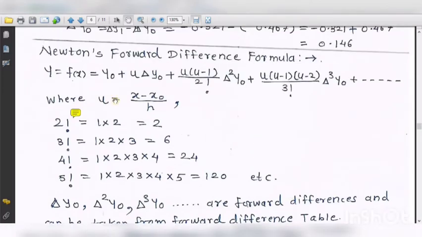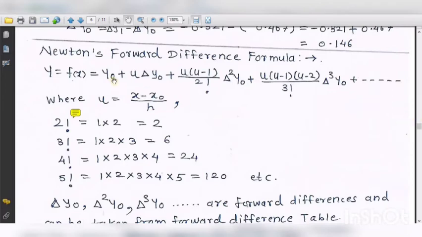So here h is always fixed as it is a common difference. Now one more thing you observe in this formula, that is how to remember this formula. No need to remember the full formula, only remember the first 2 or 3 terms. You can write automatically the next term. So how are we doing it? Firstly we are considering y. Then u into delta y0. Now this y, delta y0, delta square y0, delta cube y0, this will be in each term. If there are 5 differences, then in the next term there will be delta raised to 4. Then in the next term there will be delta raised to 5, in this way.